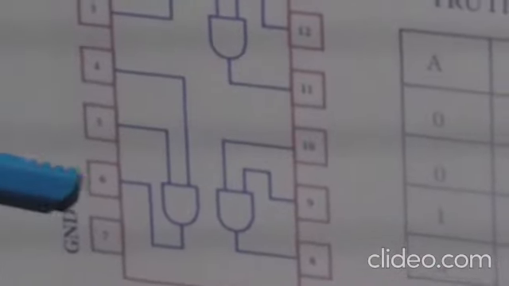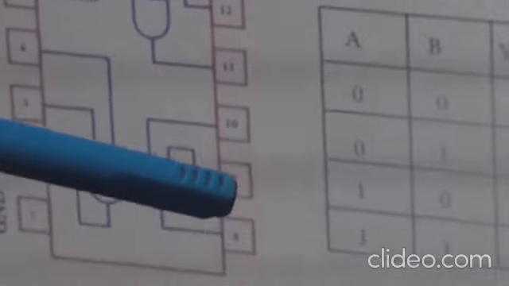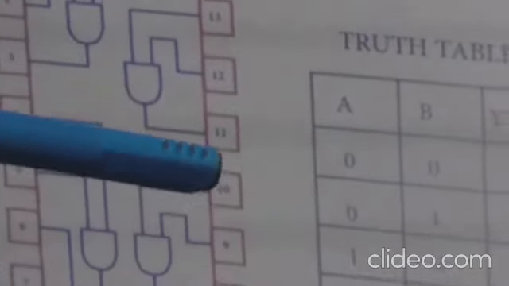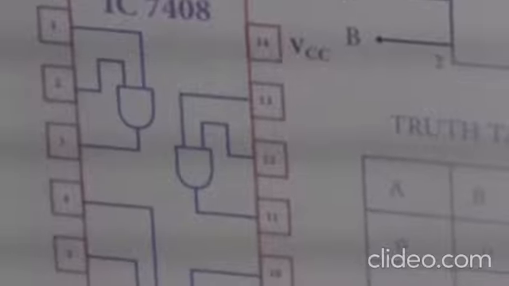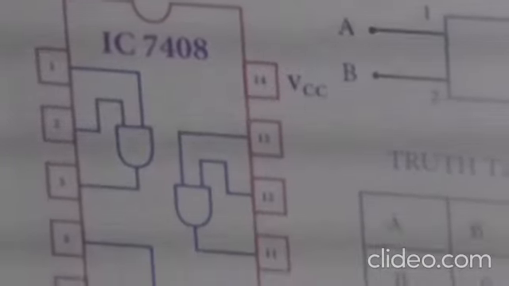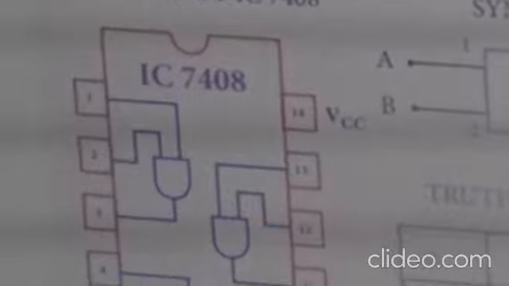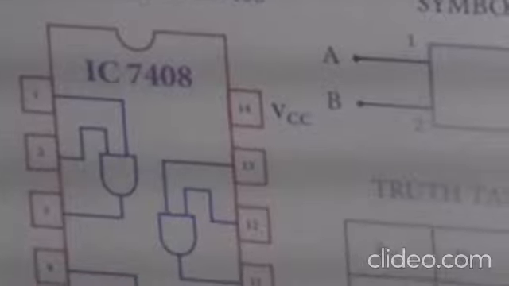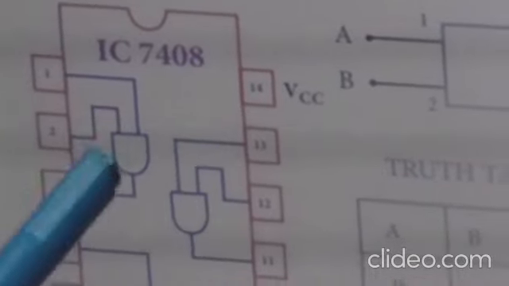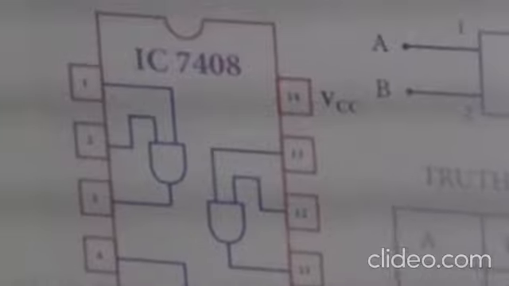Similarly, pin number 4 and 5 are for input and pin number 6 is for output. On the other side, pin number 8 is for output and pin numbers 9 and 10 are for input, and pin number 11 is for output and pin numbers 12 and 13 are for input. So in this IC, a total of 4 two-input AND gates are connected together. It contains 4 different AND gates in one IC.